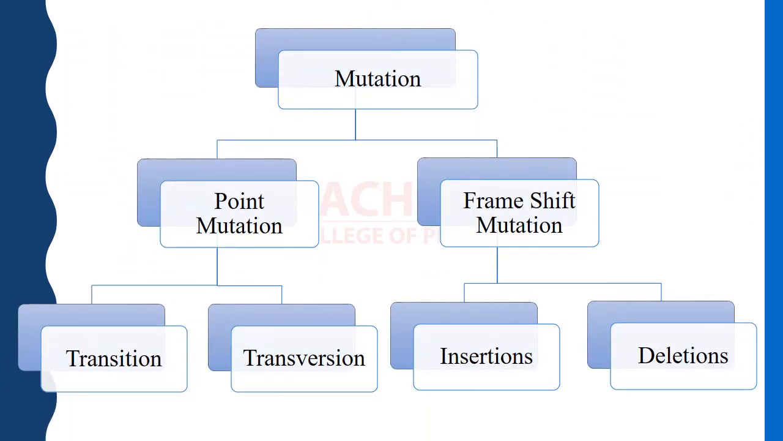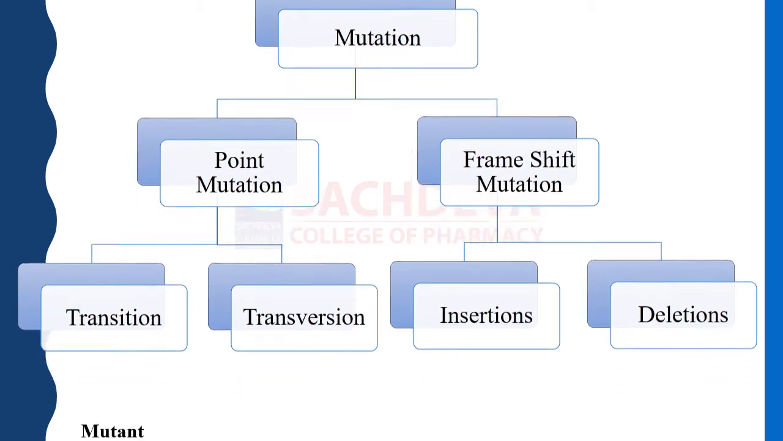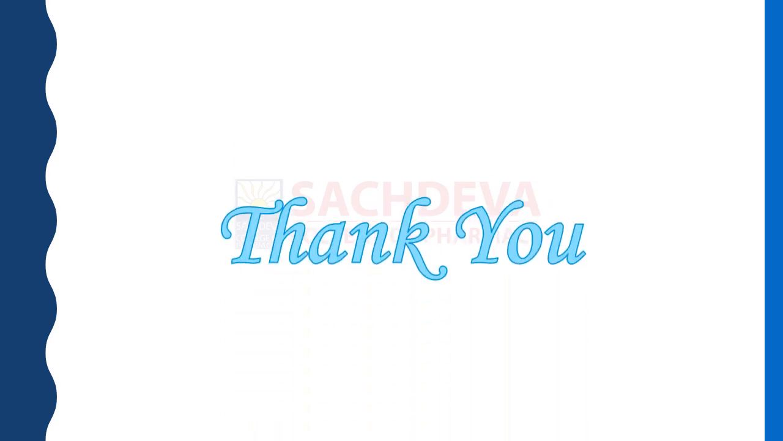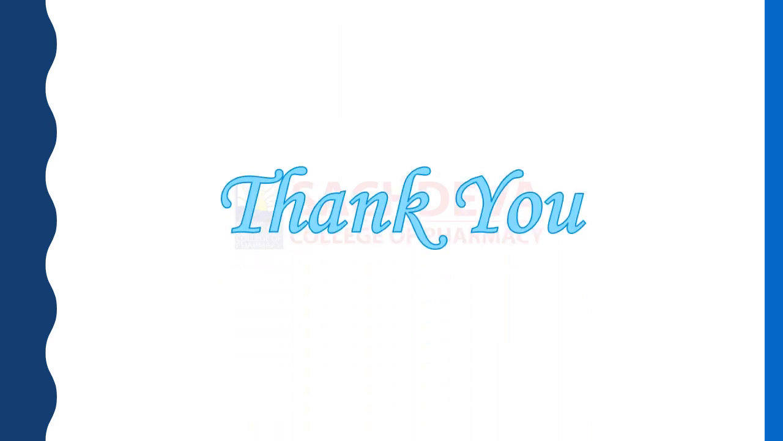This is another representation of types of mutation: point mutation, which is transition and transversion, and frameshift mutation, which can be insertion or deletion. Mutant. A mutant is an organism or a new genetic character arising or resulting from an instance of mutation, which is generally an alteration of the DNA sequence of the genome or chromosome of an organism. And at last, thank you.